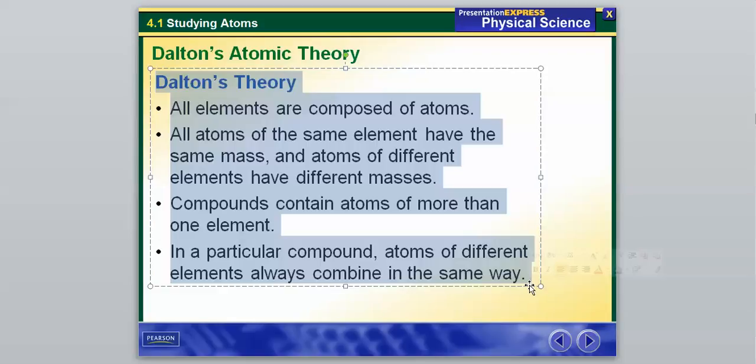So gold and silver atoms are going to weigh different from one another, but all the gold will be the same, and all the silver will be the same. It says compounds contain atoms of more than one element, and in a particular compound, atoms of different elements always combine in the same way. So these were his main points right here. Again, most of them are pretty correct, and some of them we're going to see might need to be revised later on, but I would make sure I wrote all of those down.